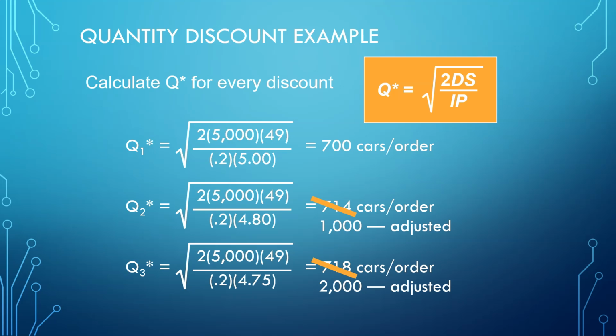Now we need to calculate the holding cost, thus the total cost associated with each discount, and see if it's a good idea to order more than what we need and just put it in stock and pay holding costs for that.